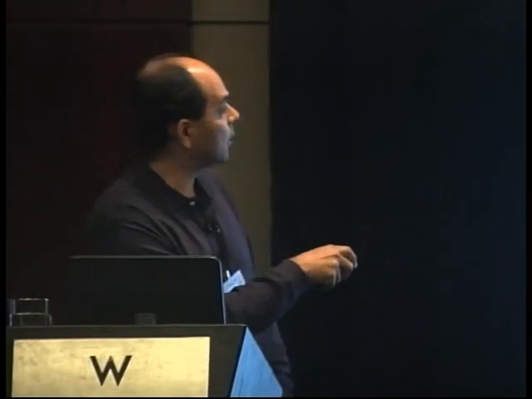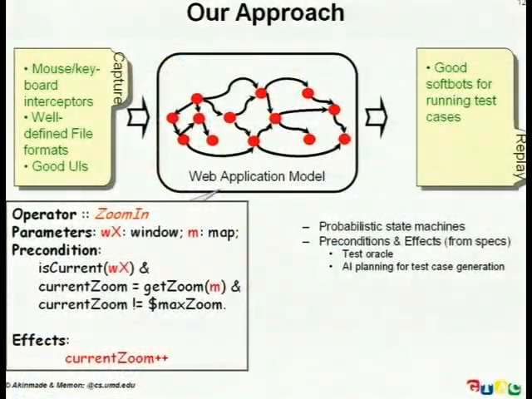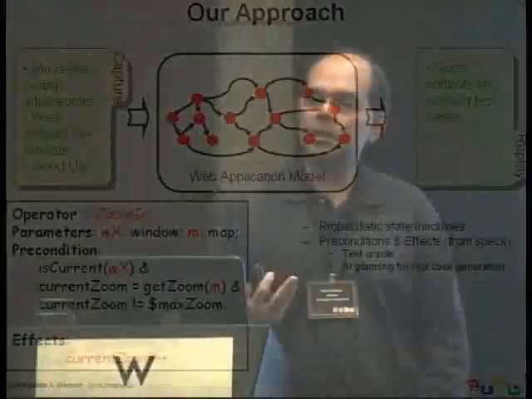If for each event that you can perform on the application I had preconditions and effects, maybe derived from the specifications, for example something like this for a zoom-in event, which takes two parameters, the window and the map that's being displayed: if the window is the current window, and the current zoom, if I can obtain that, is not equal to the max zoom, then I can execute this command called zoom in. I can zoom into my map. And the effect is that the value of the current zoom will increase.